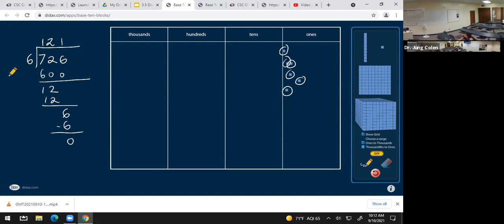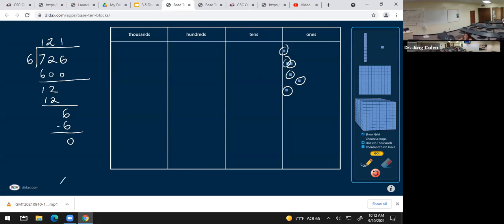Okay. So we can do the division algorithm using the base 10 blocks. Now we can see the close relationship between the blocks and the numbers here, right?